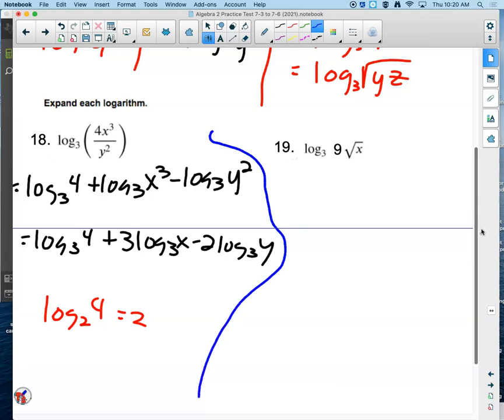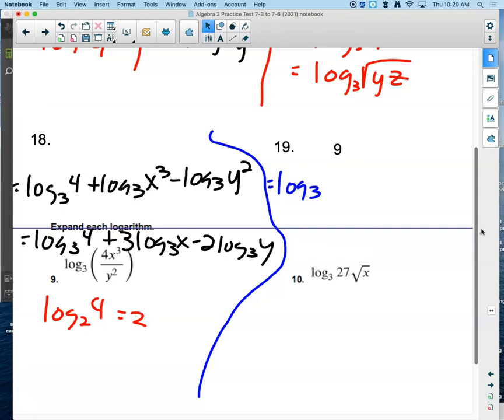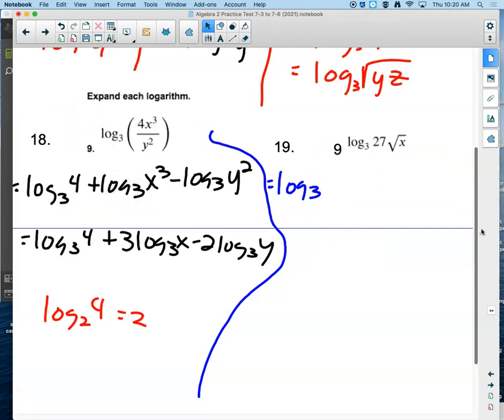Number 19. Take a peek. What are you thinking? When 2 things are sitting right next to each other in algebra, what's that mean? Multiplying. And what's multiplying in logarithm language? Adding. All right, I should have known better than to grab the blue.